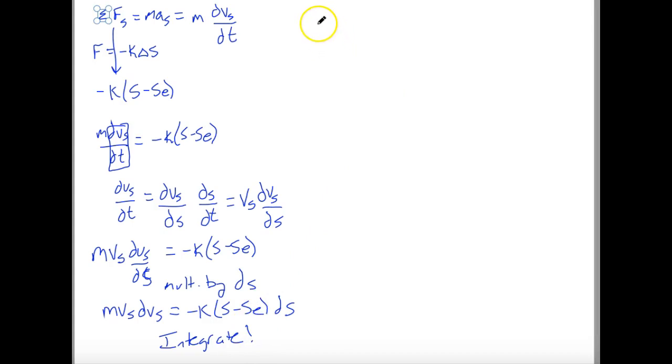So let's go through and integrate. We know that on the left side, we've got m Vs dVs is equal to negative k times the quantity S minus SE ds. So here we've got Vs dVs, and here we've got S minus SE ds.